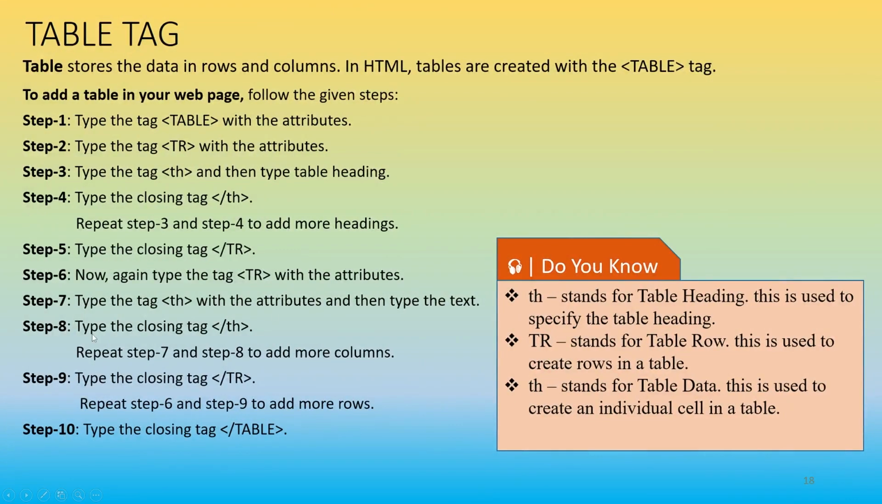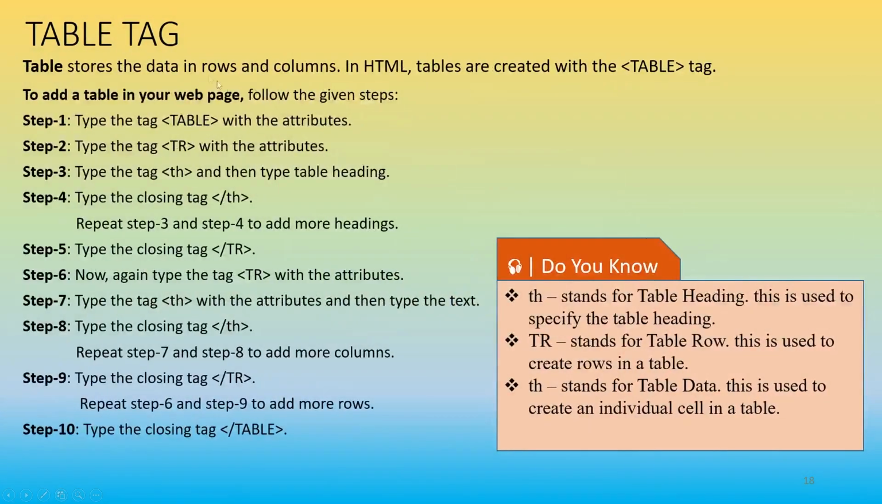Now type the closing tag /tr and repeat steps 6 to 9 again for more rows. If I have more rows, we have to write steps 6 to 9 as many times as the number of rows we need in our table. And once my table contents are written, I will type the closing tag /table.